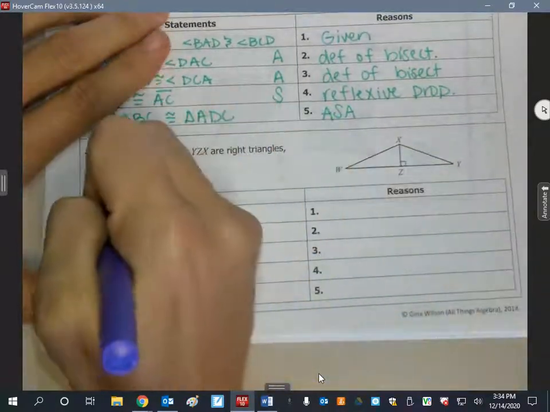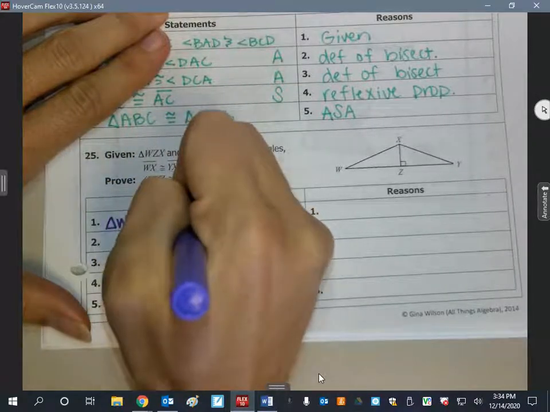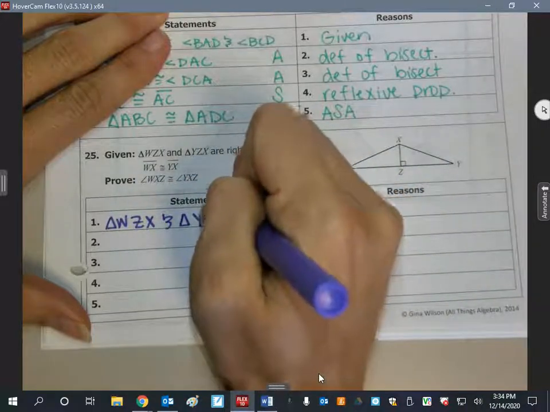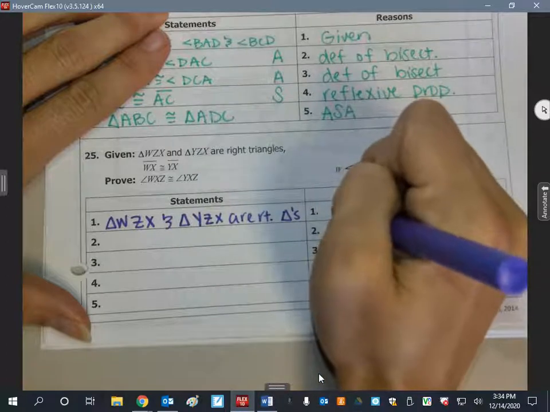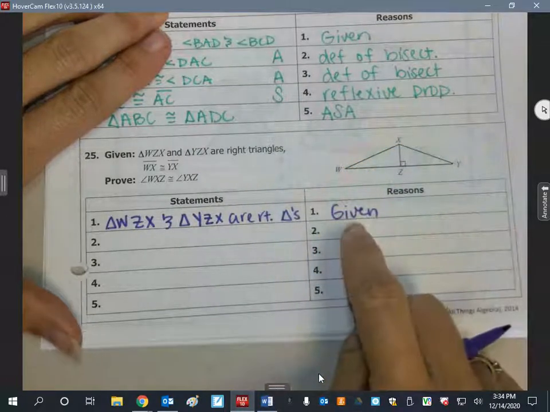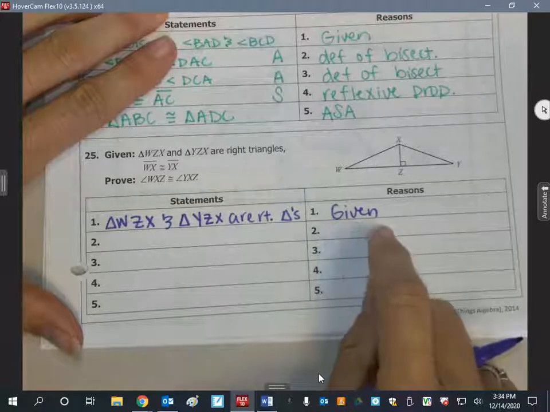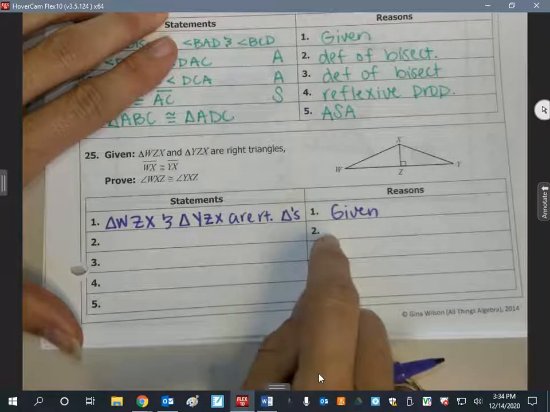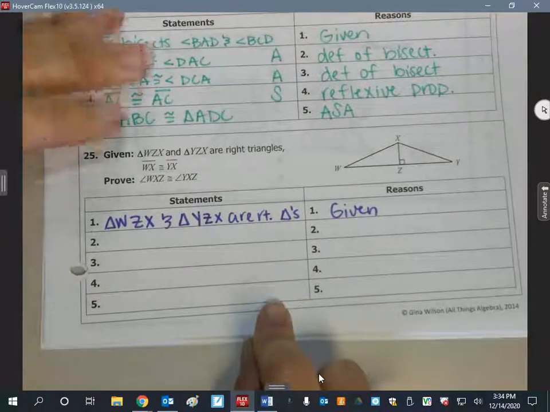So we are told that triangle WZX and triangle YZX are right triangles. That's given. And the reason they tell us that is because we have to know that they are right triangles in order to be able to use hypotenuse leg. But that's all the information we can get from that. We can't say anything is equal because they're right triangles. That just gives us the okay to use hypotenuse leg.